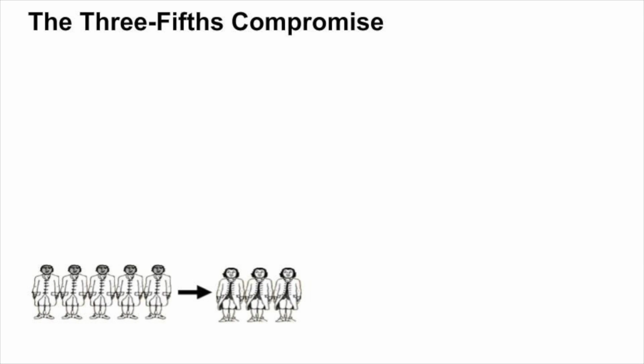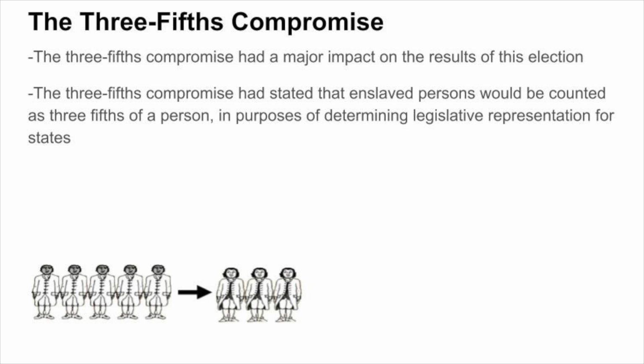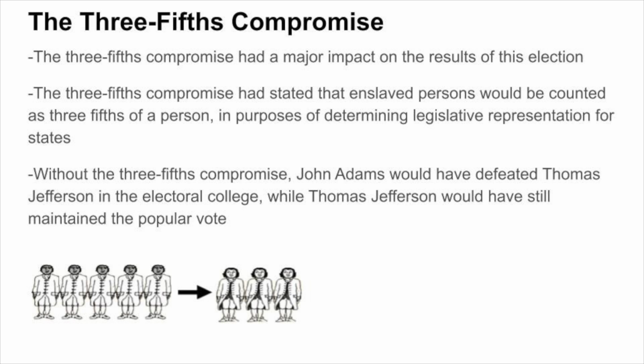It is also important to address the role of the 3/5 compromise in this election. The 3/5 compromise had stated that enslaved persons would be counted as 3/5 of a person for purposes of determining legislative representation for states. Without the 3/5 compromise, John Adams would have defeated Thomas Jefferson in the Electoral College, while Thomas Jefferson would have still maintained the popular vote.